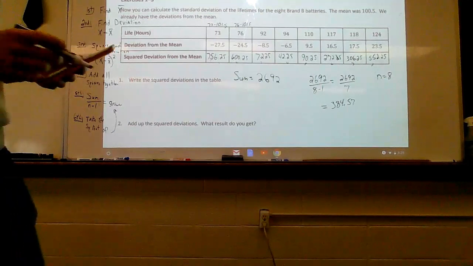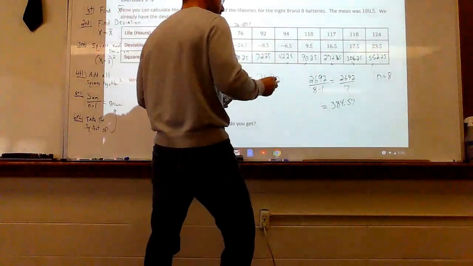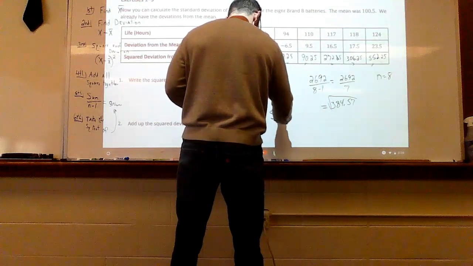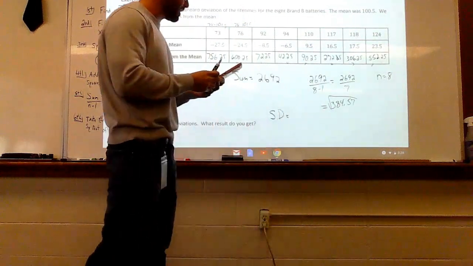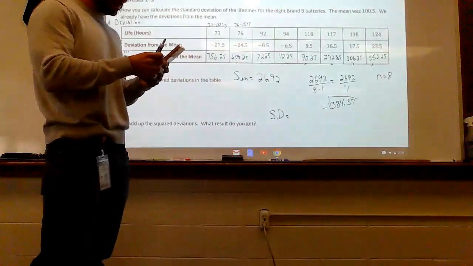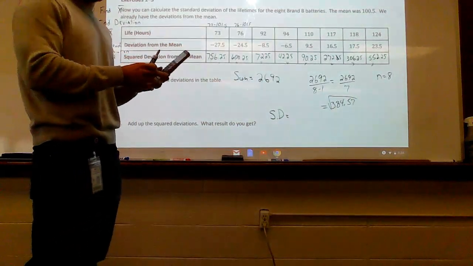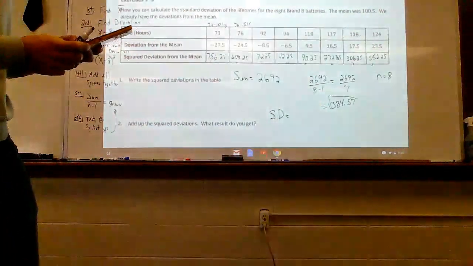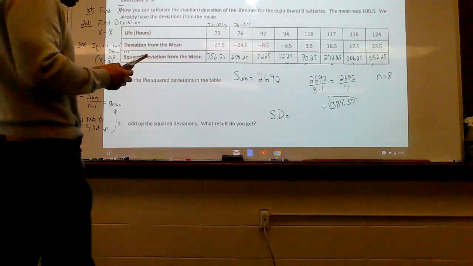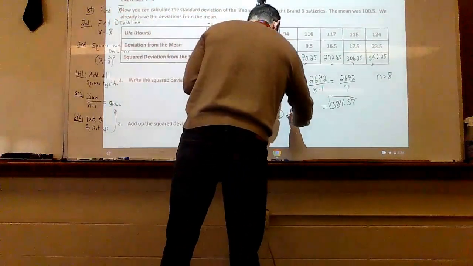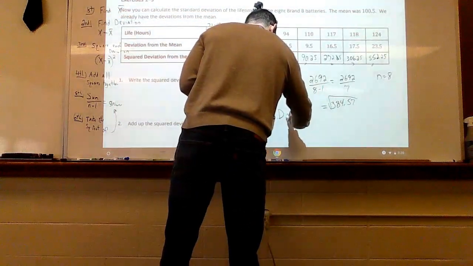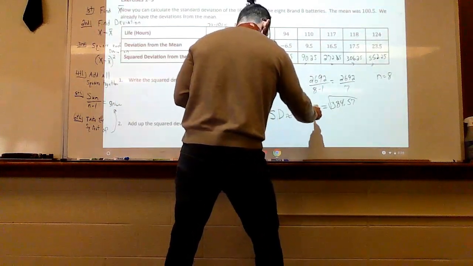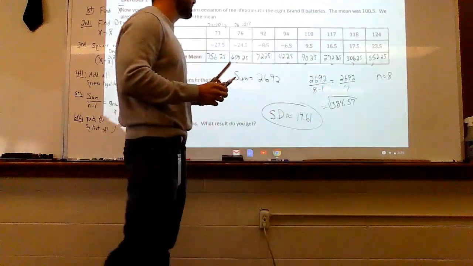The last step to find the standard deviation is I have to take the square root. So standard deviation is now going to be the square root of 384.57. I don't know if you can see that, but that gives me my little square root symbol in there. So now I go 384 and 57 hundredths. I press enter, and I get something that is, and this is the approximate symbol, 19 and 61 hundredths. This is the standard deviation.